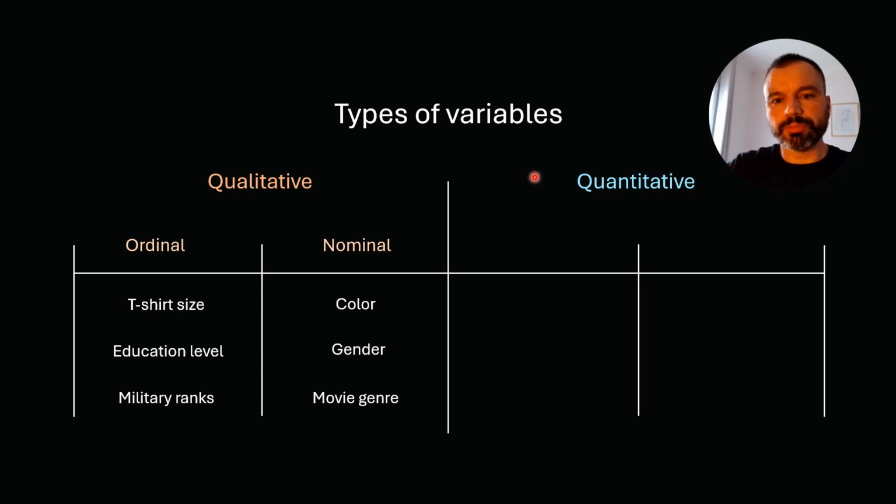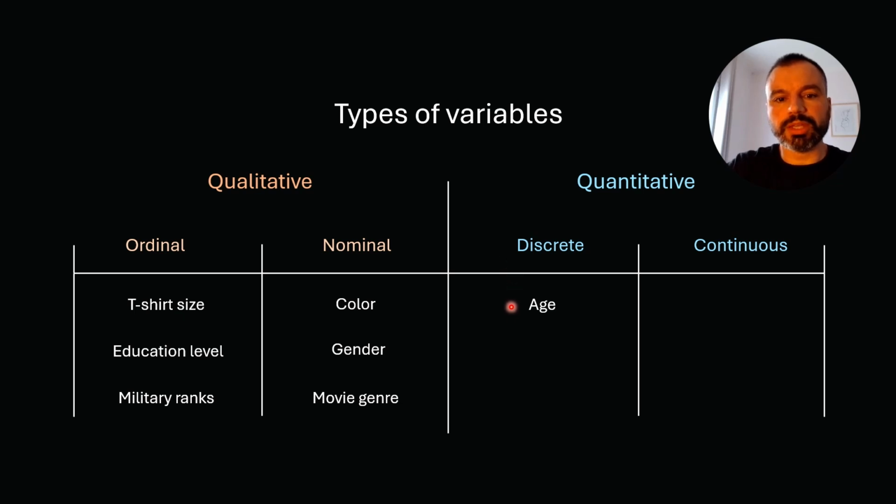Quantitative variables can be either discrete or continuous. And the difference between discrete and continuous variables is that discrete variables can only take a finite number of values, whereas continuous variables can take an infinite number of values. Let's see a few examples of discrete variables.